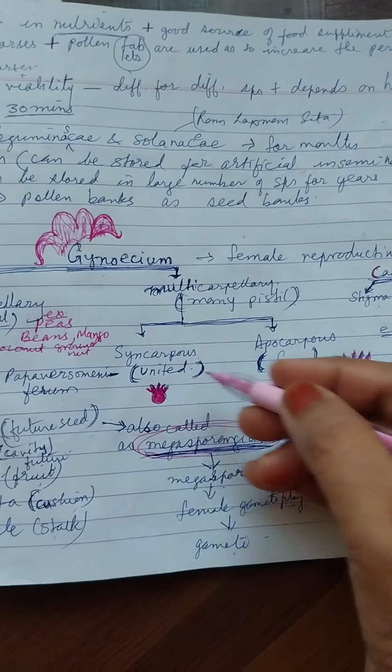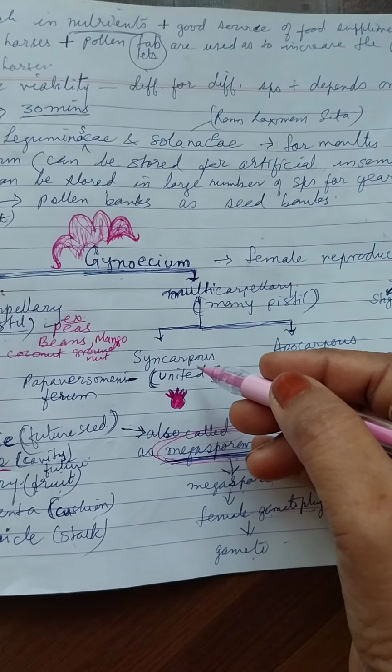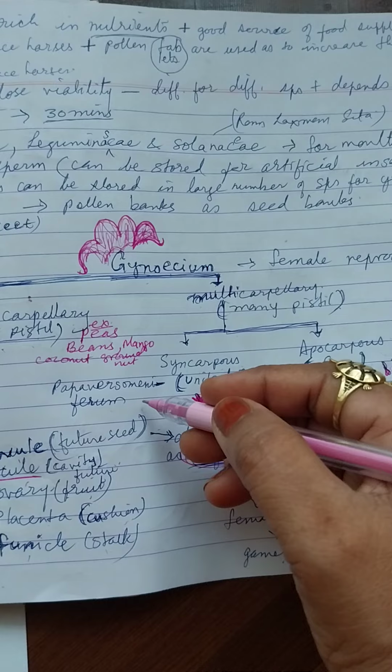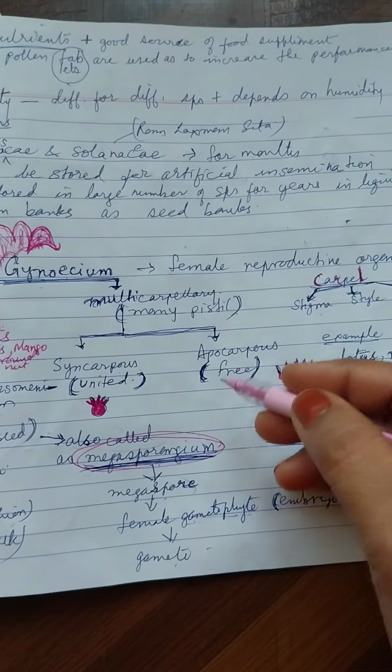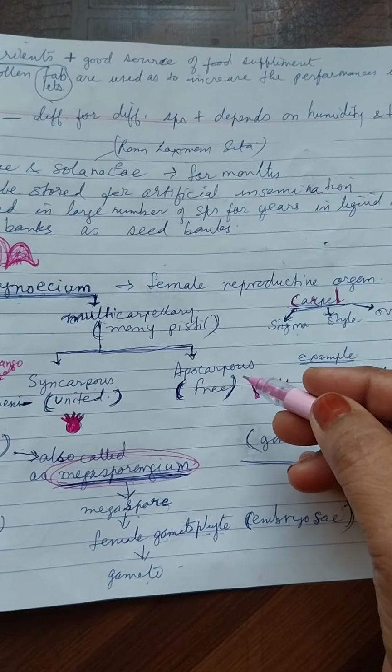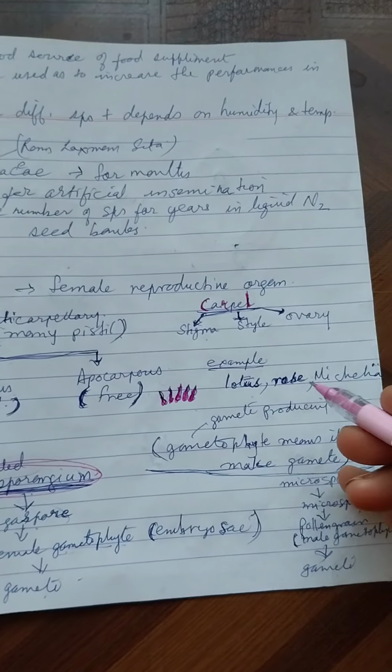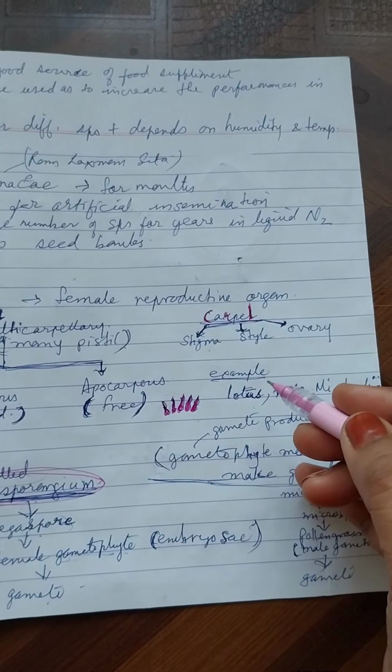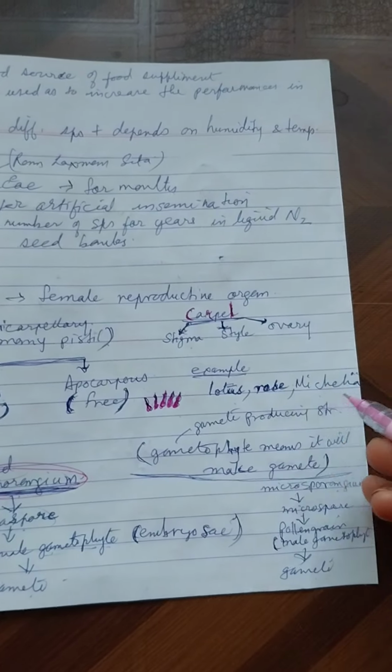When the pistils are all united, then it is known as syncarpous condition. An example is Papaver somniferum. When all the pistils are free, then it is known as apocarpous condition. And for learning, it will become easy if you see all the beautiful flowers like lotus, rose, michelia.